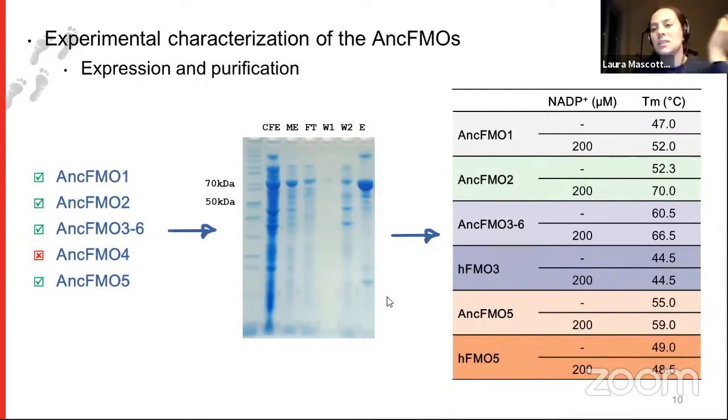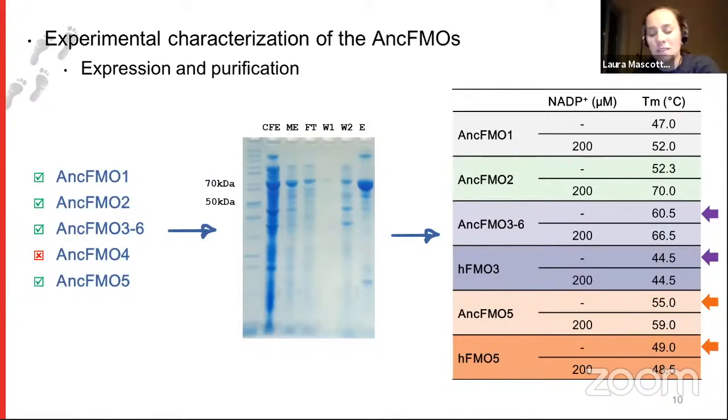So the first thing we did was a simple thing: measure the thermal stability. And something really caught our attention. For ancestral FMO3/6, we have the data of the human counterpart FMO3, same for human FMO5. And we found that the mammalian ancestors were way more thermostable, by more than 10 degrees, than the modern counterparts of these proteins. You can see that here and here with the arrows. So that was a very interesting thing.